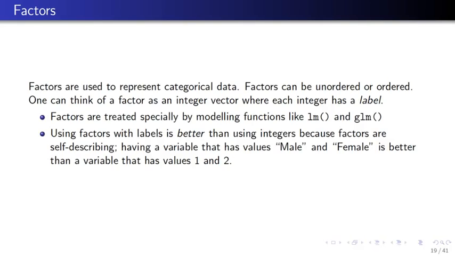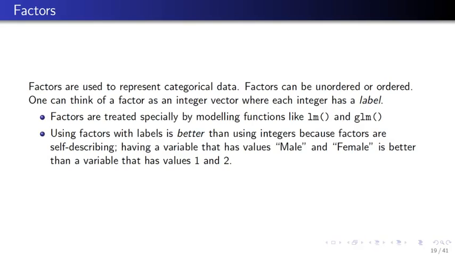You can think of a factor as an integer vector where each integer has a label. For example, you can think of it as a vector of 1, 2, 3, where 1 represents a high value, 2 represents a medium value, and 3 represents a low value. So you might have a variable that's called high, medium, and low, and underlying in R it's represented by the numbers 1, 2, and 3. Factors are important because they're treated specially by modeling functions like lm and glm, which we'll talk about later, but these are functions for fitting linear models.